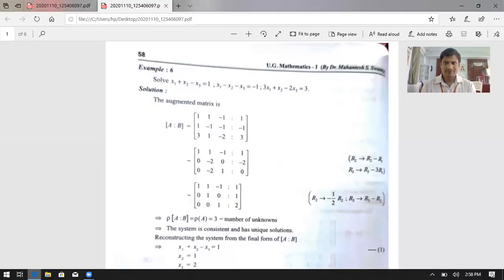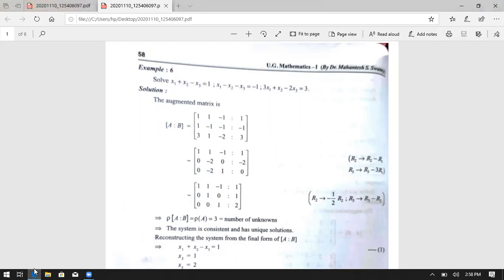Last class I discussed a system of non-homogeneous linear equations. Today also I will discuss non-homogeneous linear equation examples. See here, this is the example. Last class I discussed 5 examples. This is the 6th example.